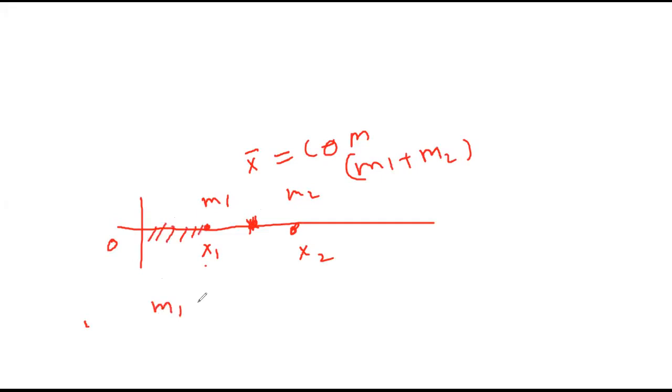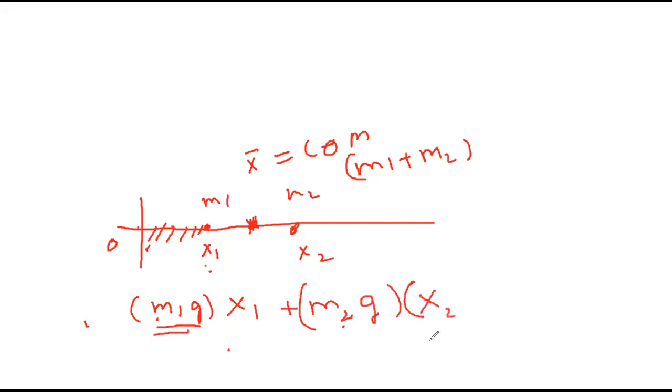So mass into g is called force due to gravity. Into distance will become moment of force due to gravity. Yes, Vaibhav, clear? Yes, sir. Mg is force due to gravity. X1 is distance from O. So this becomes moment of force about O. Same way, for the second particle, M2 into g becomes moment of force due to gravity when multiplied with x2.